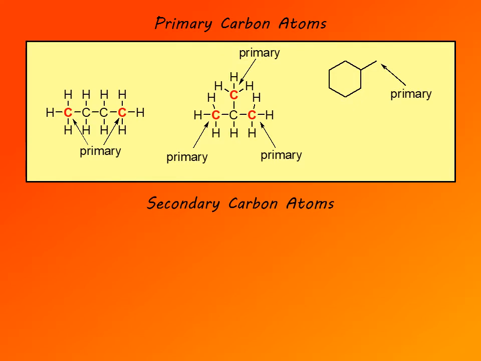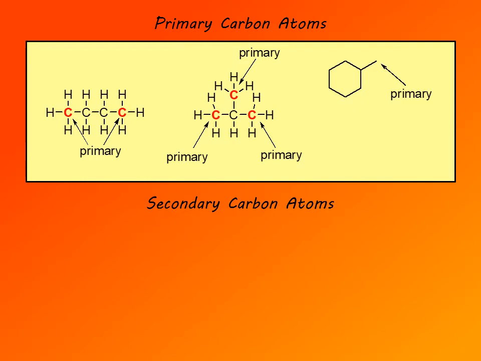The first one on the left is butane, and the 2 end carbons, terminal carbons, are primary carbons. They are shown in red here. The middle structure is 2-methylpropane, and here we have 3 primary carbons. So 3 carbons that are bonded only to one other carbon. In this case, that would be the central carbon.